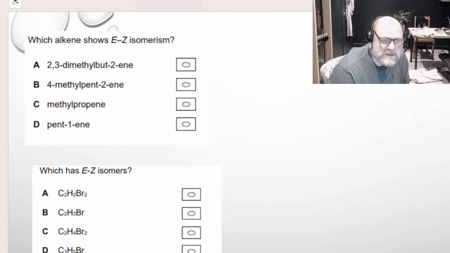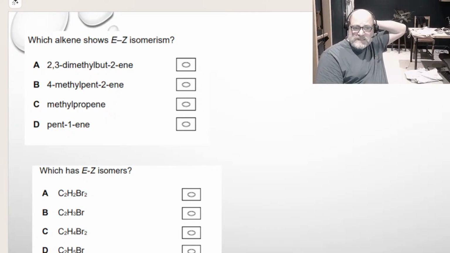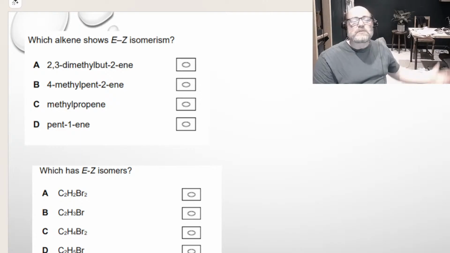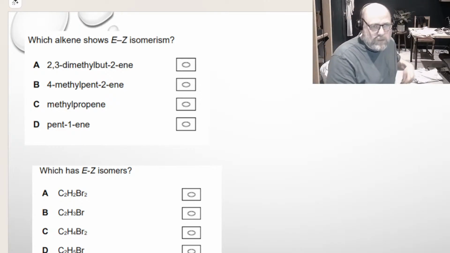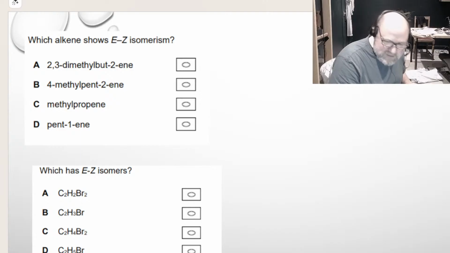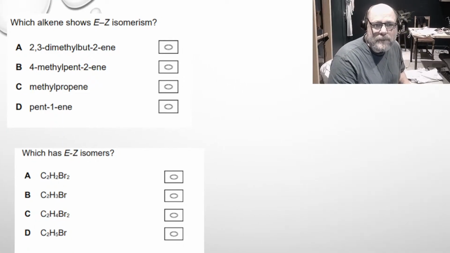Didn't we just do this one? Which alkene shows E/Z isomerism? Which has E/Z isomers? Can you spot the E/Z isomer in each one? I need to move that up a little, I've just seen that's not fully on the screen.